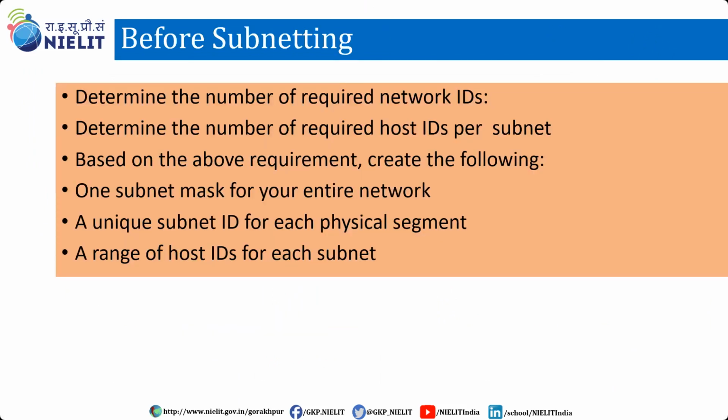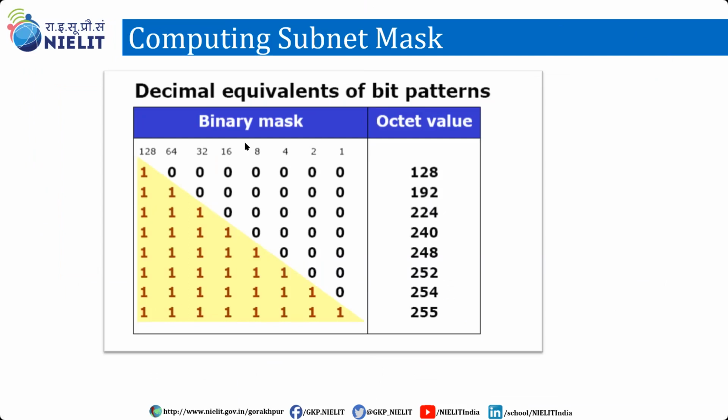Before subnetting, we must work out how many subnets are required and how many hosts are required in a particular subnet. Accordingly, we decide how many bits we need to borrow from the host portion. And this is the shortcut method to compute the subnet mask. You can immediately calculate the decimal equivalent of the binary number.